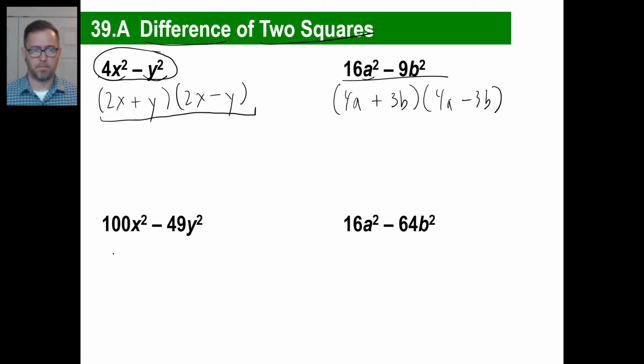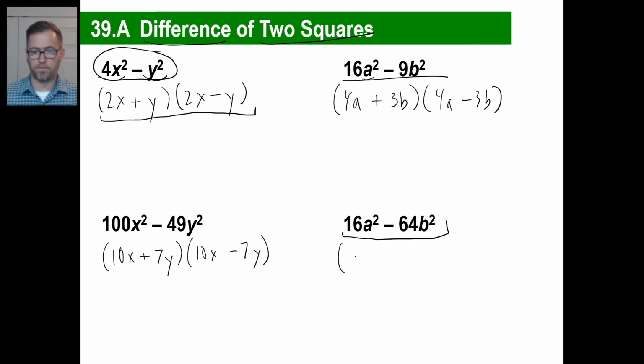All right, take a look at the bottom left one. You tell me, what should the first term be? Don't say 50. The square root of 100 is 10. And then the square root of x squared, there you go. We can put a plus now. Square root of 49, 7. And then square root of y squared is y, right? And all we need to do is write the exact same thing again with the opposite sign. And there we go.